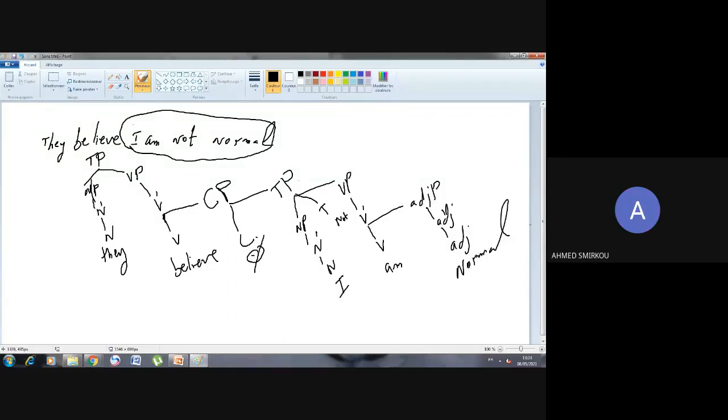Yes, very good. Any question? Is it clear? Any question concerning TP and CP? This is the concern of the next session. We will modify this because we said in X-bar theory, you can't find more than two branches. But look at the TP, we have three. We have the NP and T and VP. We'll talk about it next time.